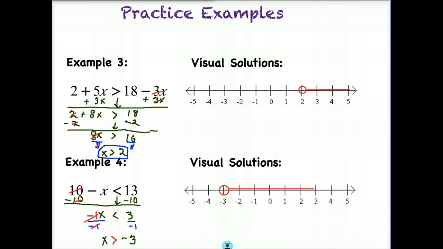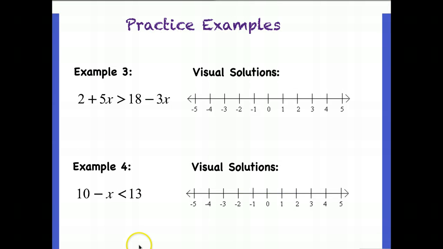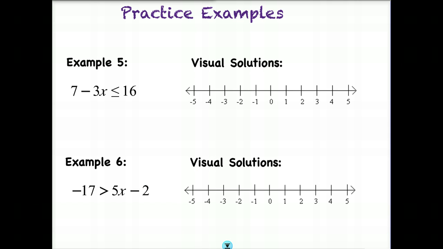All right, excellent. Let's move on to the last two examples, example 5 and 6. In this example, I will do the same as I did the last time. I need to subtract 7 because I have a positive 7 and I want to move it to the other side. I'm going to move my constants to one side. Okay, and so 7 minus 7 gives me 0. That's gone. And I'll just be left with a negative 3x on this side.